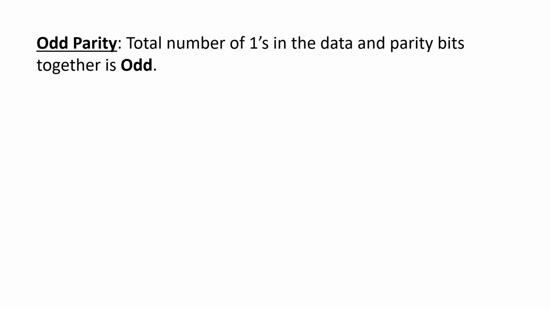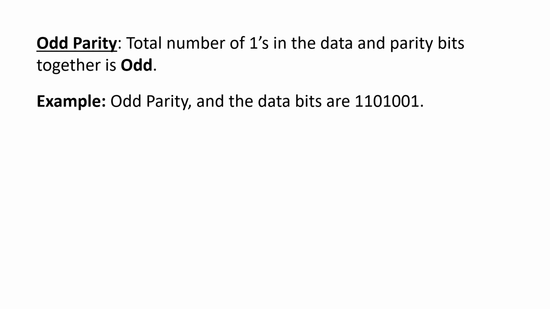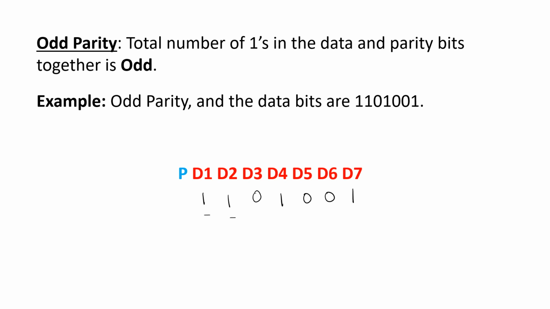Odd parity: the total number of ones in the data and parity bit together is odd. Example, assume that we are using odd parity and the data bits are 110 1001. So let's write the data bits: 1 1 0 1 0 0 1. The number of ones is 1, 2, 3, 4. So it is even, but we need odd parity. Together with the parity bit and the data bits, it should be odd.